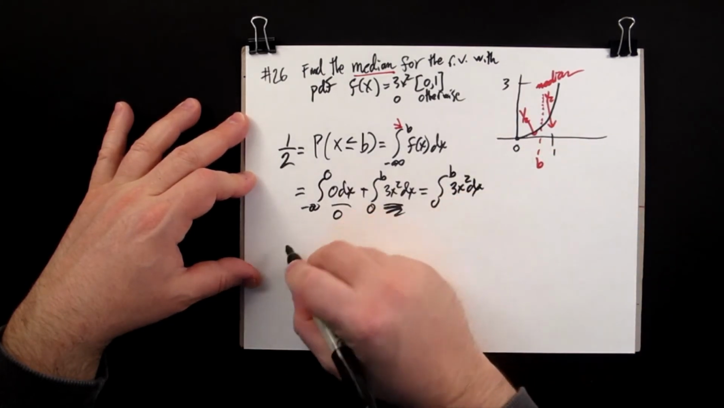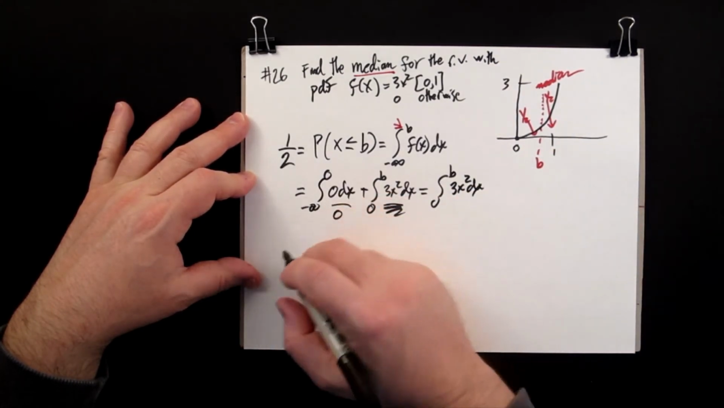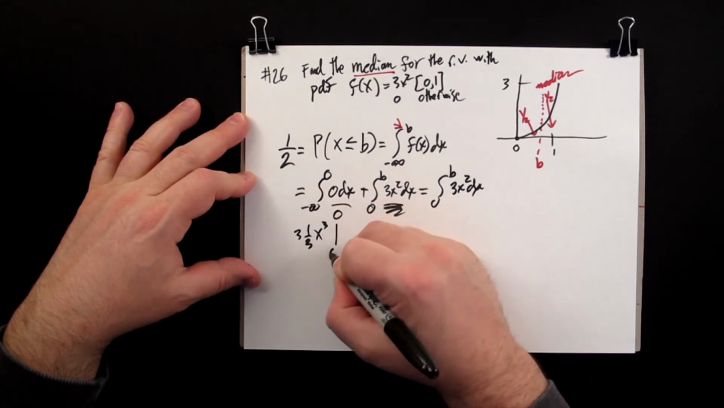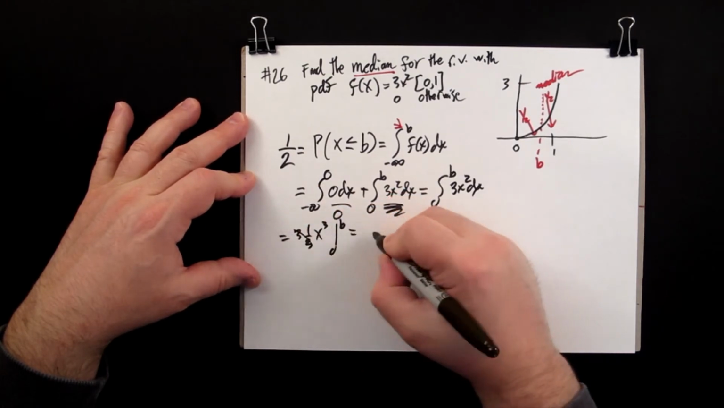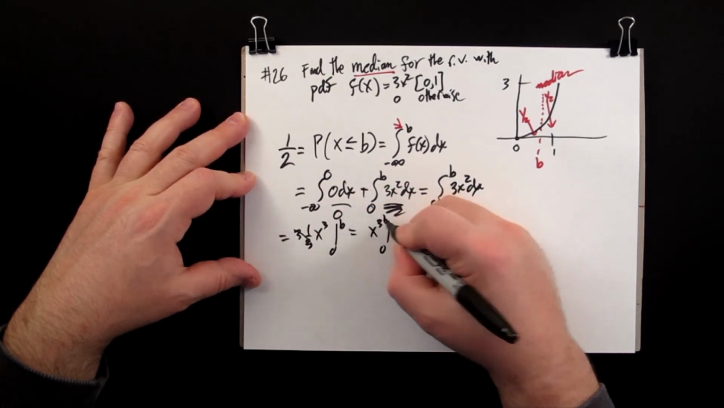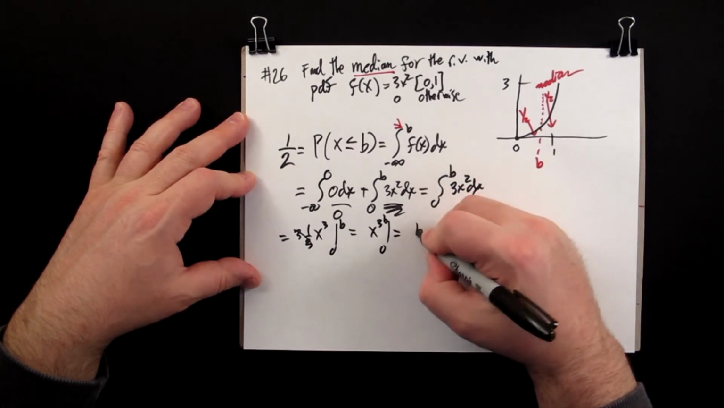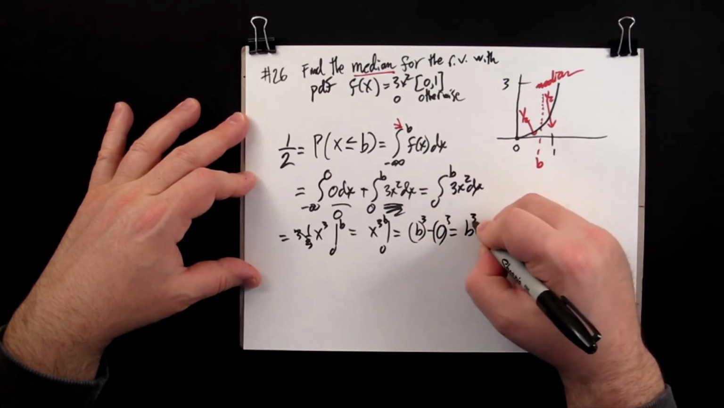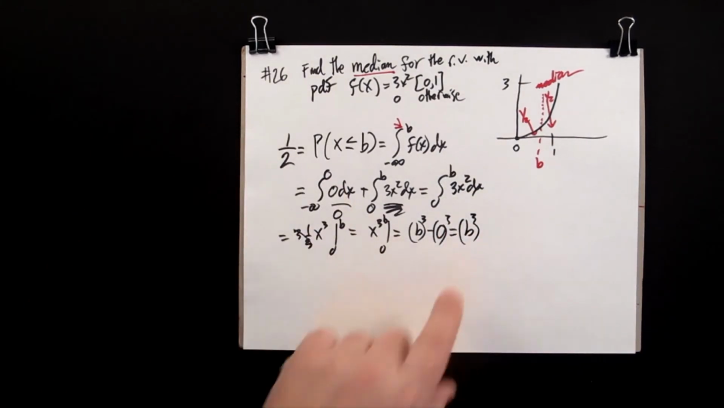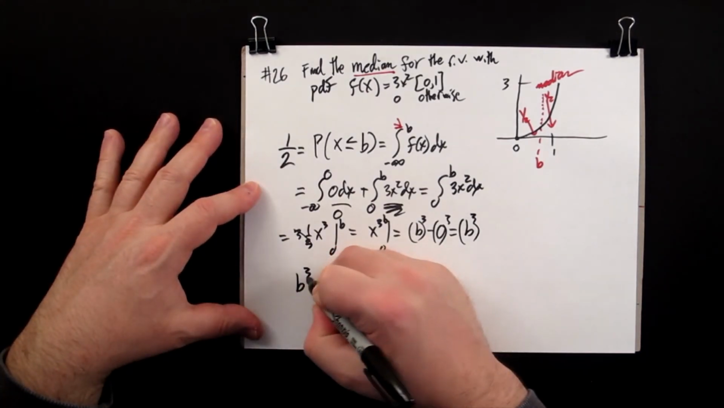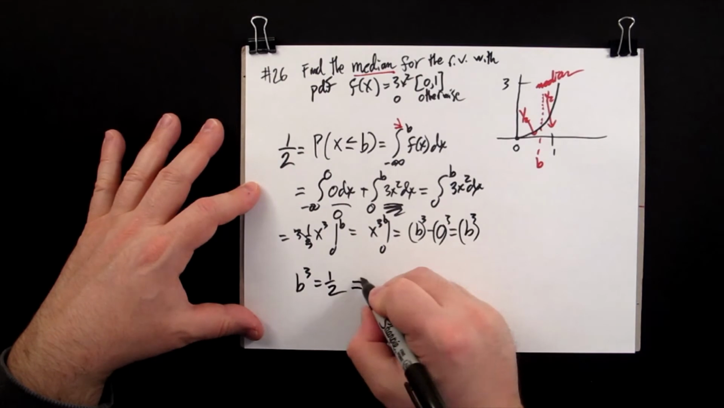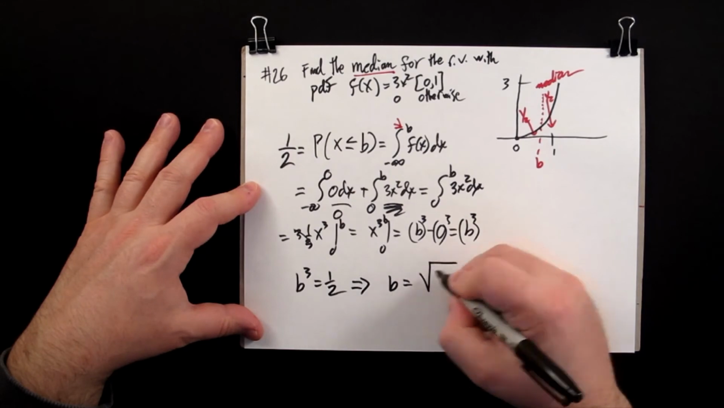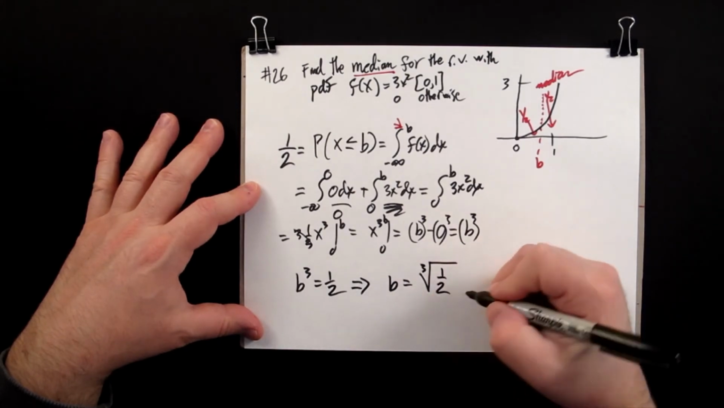Okay. The antiderivative for that is, so we have 3 times 1/3 x cubed, and we have to evaluate that from 0 to b. So that is x cubed evaluated from 0 to b, so that is b cubed minus 0 cubed. So that area is the upper bound cubed, and so we have to have b cubed equals a half. So take the cube root of each piece. So b will be the cube root of 1/2.